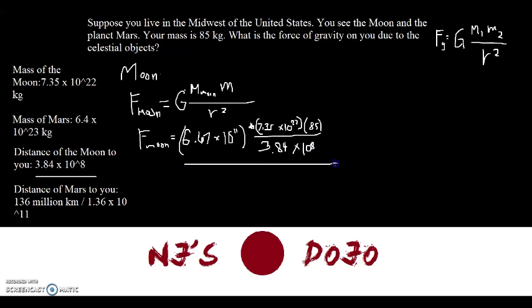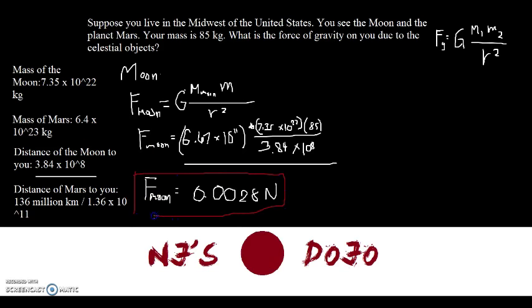As we multiply that, we get that the gravitational force of the moon acting upon us is 0.0028 newtons. Okay, so that's the gravitational force of the moon acting upon us. Now to solve for Mars, it's pretty simple. You just simply change the variables.